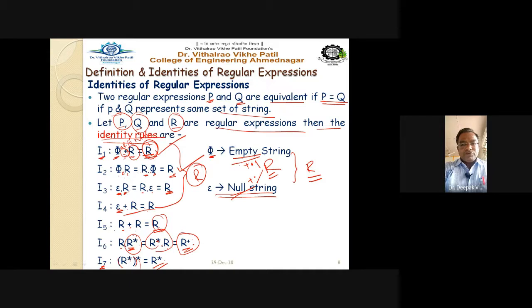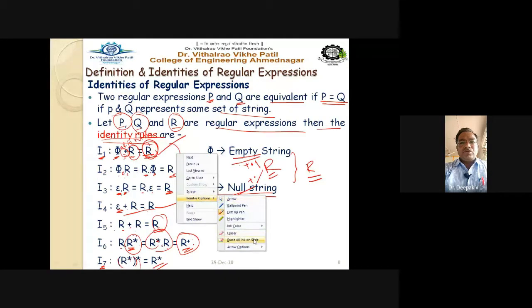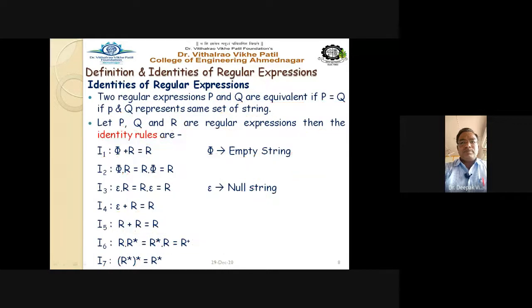Getting this point? So remember these identities. They are required to solve all the regular expression problems, and we require them in the subsequent problems. Remember: phi plus R equals R, phi dot R equals R, epsilon dot R equals R, epsilon plus R equals R, R plus R equals R, R dot R star equals R plus, then R star star equals R star, right?